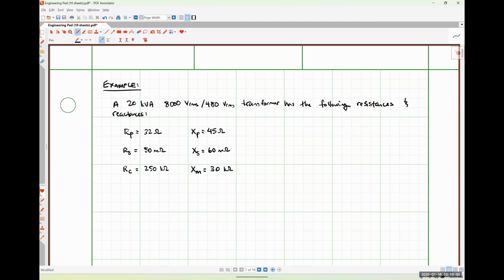So before we even get into anything here, I want to ask you guys a kind of a conceptual question, okay? Why do you think the secondary resistance and the secondary reactance are so much smaller than what I have labeled as the primary resistance and the primary reactance?